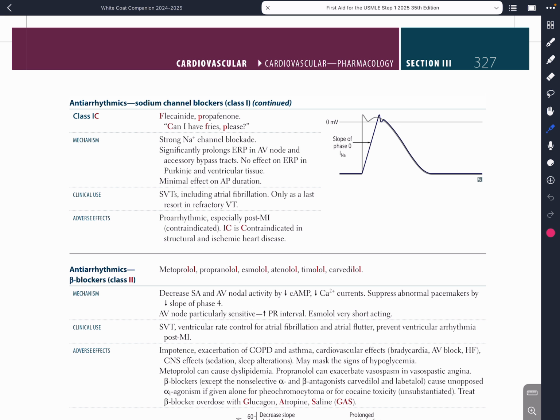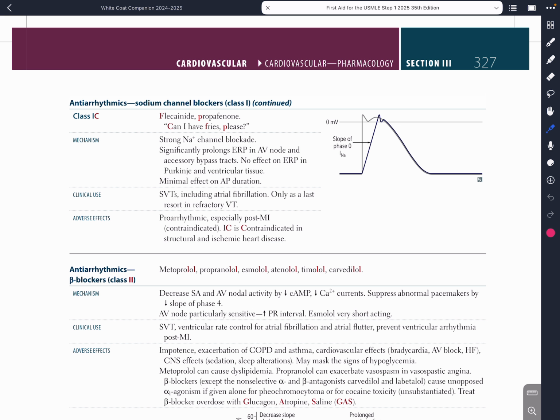Class 1Cs significantly prolong refractory potential in AV node and accessory bypass tracts. However, they do not have any effect on ERP in Purkinje and ventricular tissues. So, in ventricular tissue and Purkinje fibers, class 1C like flecainide, propafenone have no effect, and they have minimal effect on AP duration.